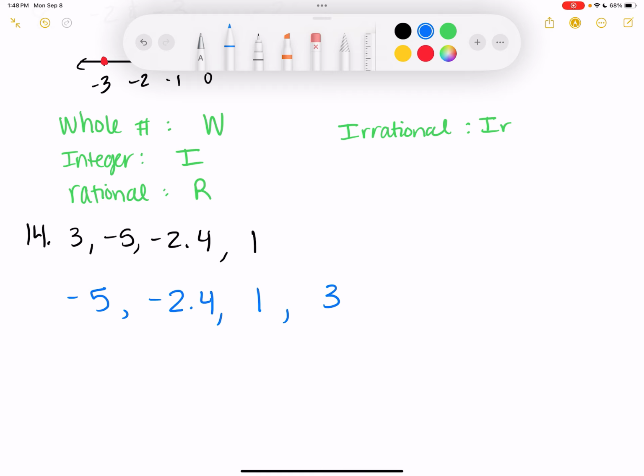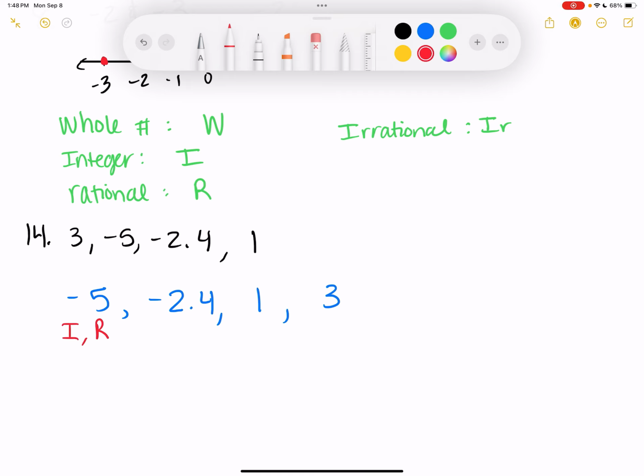Okay? So how would I classify -5? Well, is it a whole number? Nope. Is it an integer? Okay, so I'm going to write an I. And then is it rational? Yes. So if it's either whole or an integer, it also is rational. Okay? But just because it's rational doesn't mean it's the others.